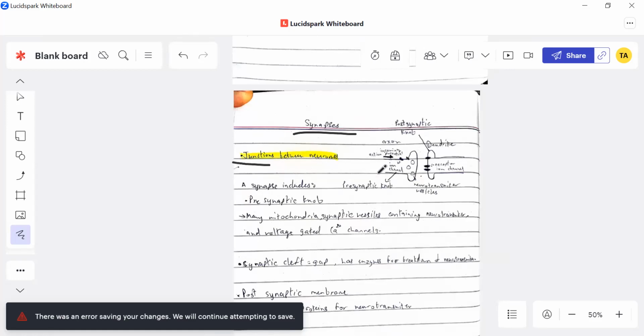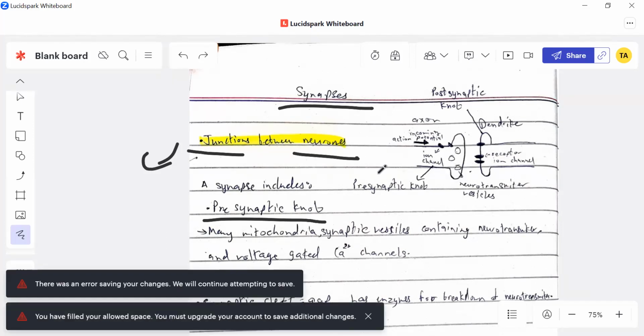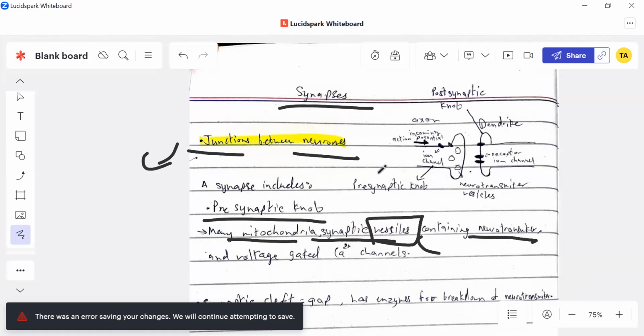So let's talk about synapses now. Synapses are junctions between neurons as well as neuromuscular junctions. A synapse includes the presynaptic knob. The presynaptic knob is the part of the neuron that the charge is coming from. This presynaptic knob has mitochondria, and synaptic vesicles that contain neurotransmitters, and it also contains voltage gated calcium channels.